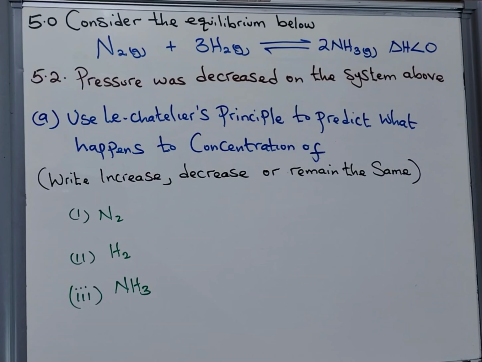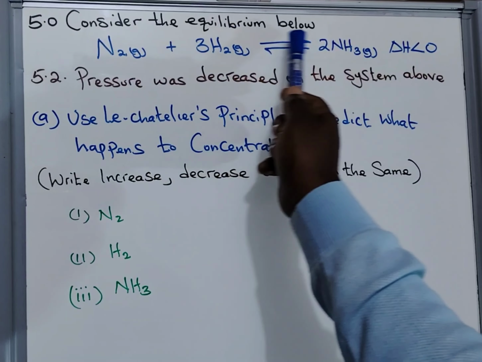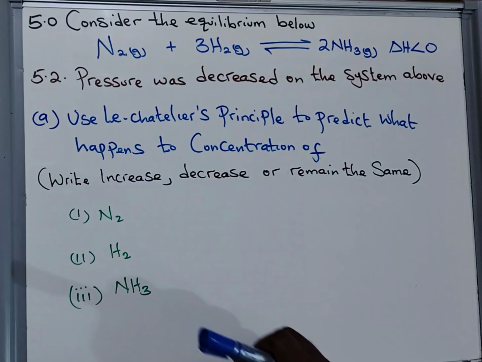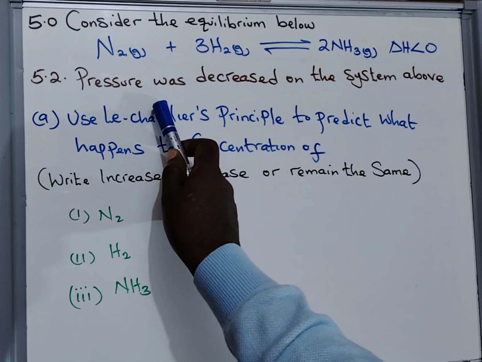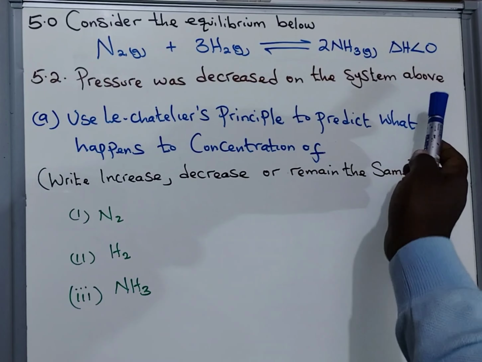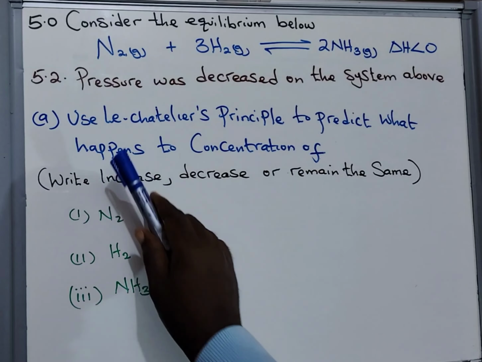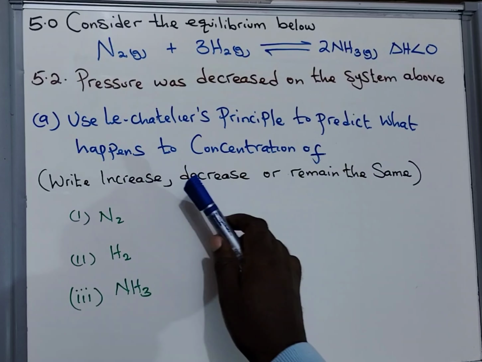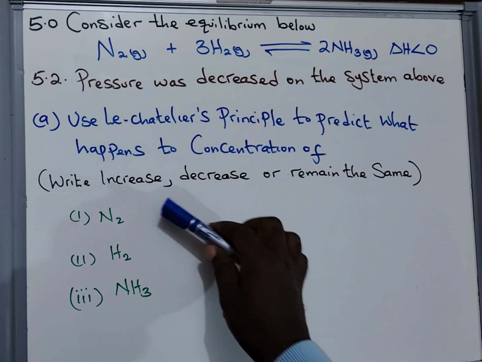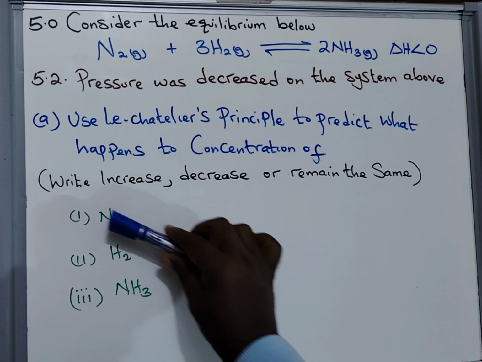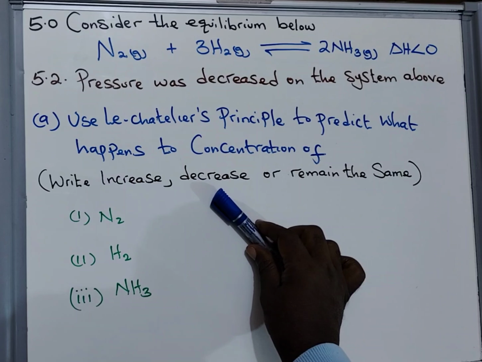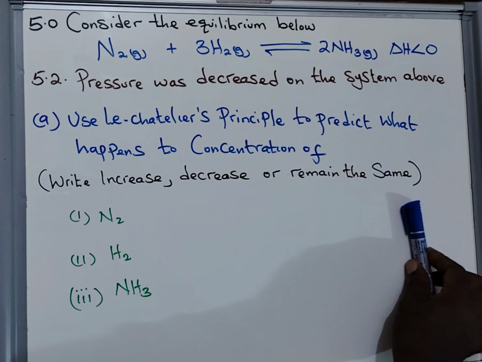Then comes this question. It says, consider the equilibrium below. This is the equilibrium we are talking about. And they say pressure was decreased on the system. Use Le Chatelier's principle to predict what happens to the concentration of each one of these. They say write increase, decrease, or remain the same. Okay?